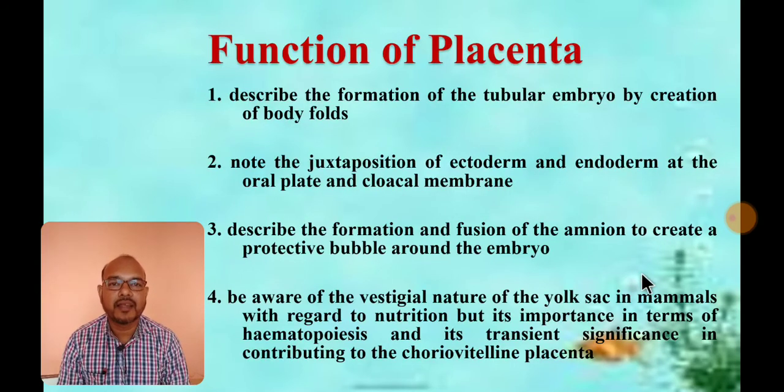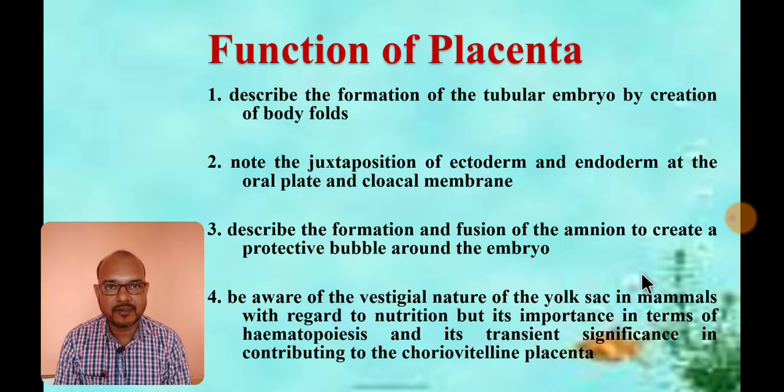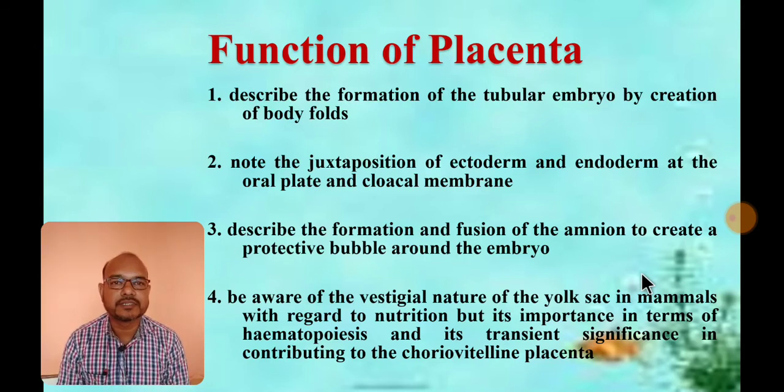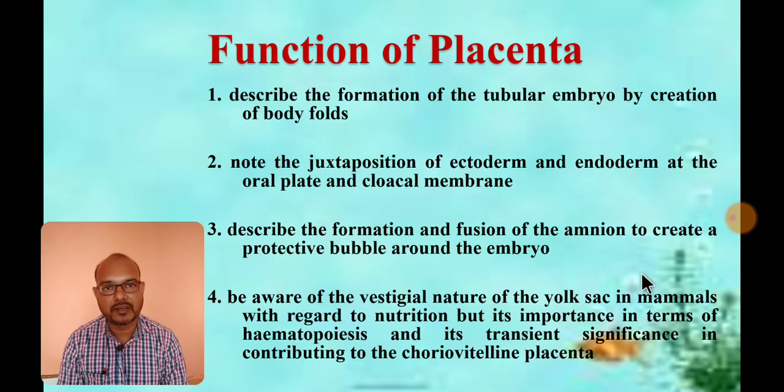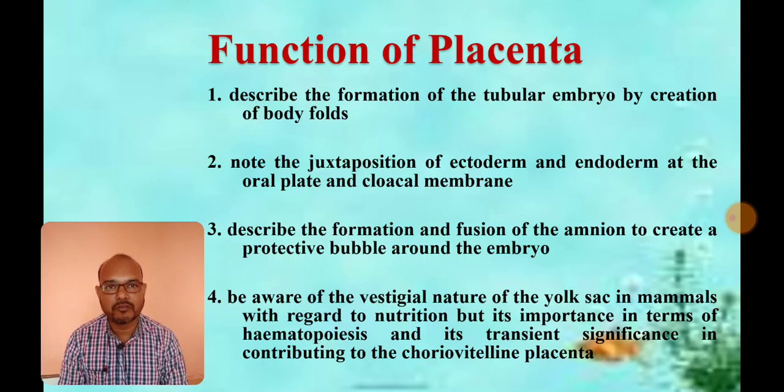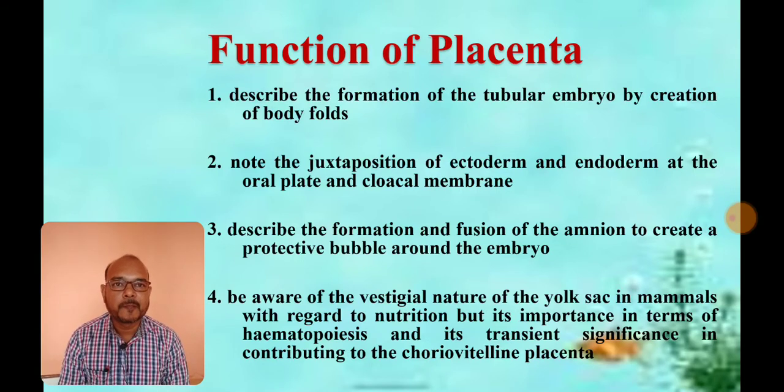The main aspect is the function of the placenta, how it functions when the fetus and the mother are attached through the umbilical cord. So, one by one: the formation of the tubular embryo by creation of the body folds. Next is the juxtaposition of the ectoderm and endoderm at the oral plate and cloacal membrane. Next, describe the formation and fusion of the amnion to create a protective bubble around the embryo.